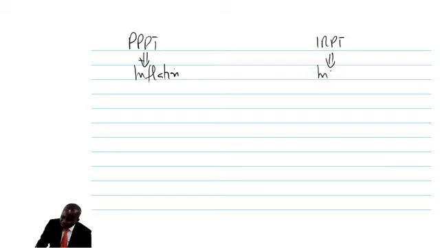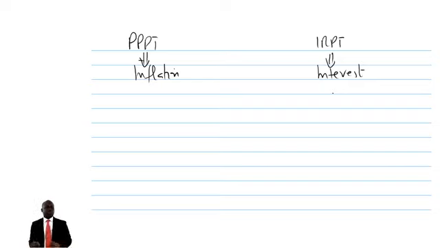For the purchasing power parity, which is called PPPT, we use the inflation rate. And in the interest rate parity theory, we use the interest rate. So when the interest rate or inflation rate of the two countries is given, the formula is the same.